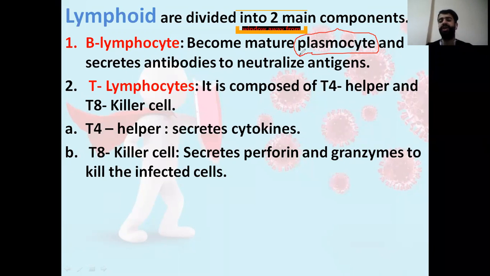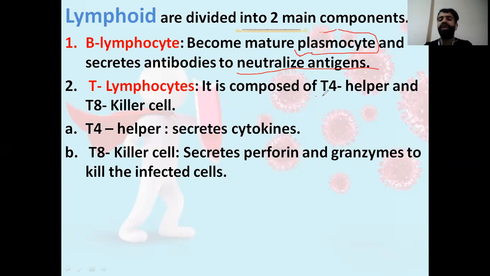Why are they called plasmocytes? Because they secrete antibodies to neutralize the antigens. What is the meaning of neutralize the antigens? To destroy or to kill the non-self antigens. However, the T lymphocytes, we said that they are called killer cells. So they are composed of two types of cells.